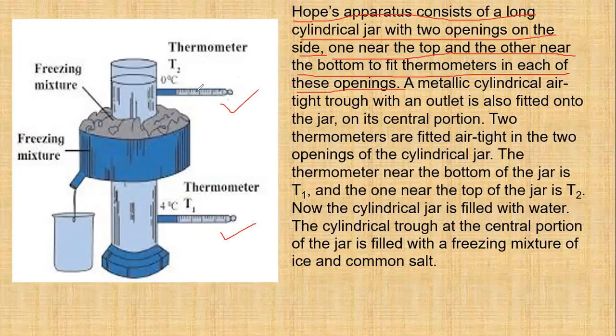A metallic cylindrical airtight trough with an outlet is also fitted onto the jar at its central portion. Here you can see this one. These two thermometers are fitted airtight in the two openings of the cylindrical jar. The thermometer near the bottom of the jar is T1, temperature 1, and the one near the top of the jar is T2.